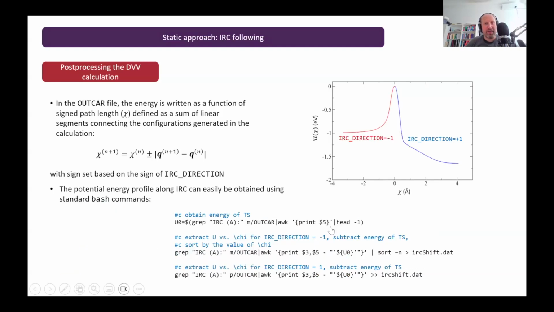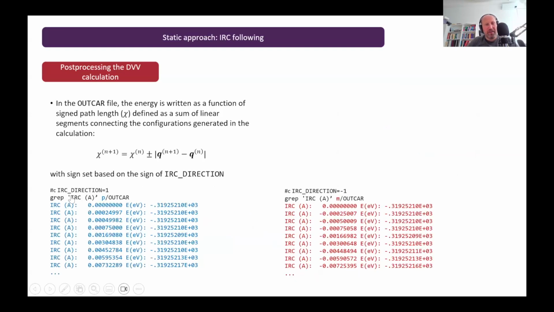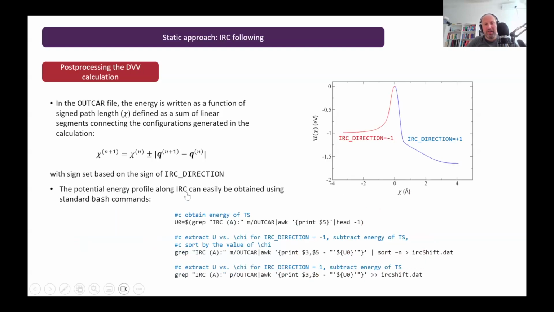And this is very convenient because then you can very easily plot profiles like this, where you can see how the potential energy changed over the whole transformation, starting from reactant over the transition state up to product. This can be achieved in 3 steps using bash commands. Here I extract the potential energy of the transition state. That's just the energy of the first configuration generated. Next, I just grep exactly this string IRCA and extract the third column, that's the path taken, and the fifth column, that's the potential energy. And that's my convention: I subtract from the potential energy the energy of the transition state. I like to have the transition state at 0.